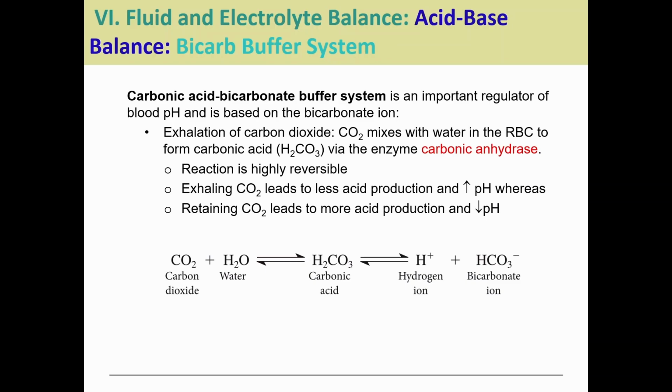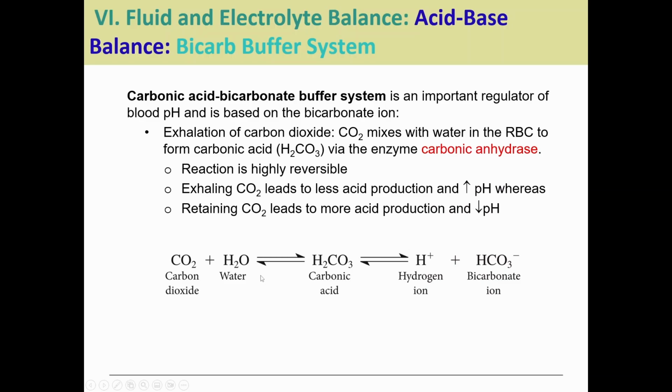The carbonic acid bicarbonate buffer system is also super important in maintaining blood pH. And this is again using the bicarbonate ion as the buffer. So when we want to get rid of carbon dioxide, it's going to mix with water in the red blood cells to form carbonic acid. Carbonic acid, as the name implies, is acidic, and we get to that point using the enzyme carbonic anhydrase. However, we can go back and forth in this reaction very easily, so when we exhale that carbon dioxide out, there's less acid, which causes the pH to go up, whereas if we retain it, more acid, lower pH.